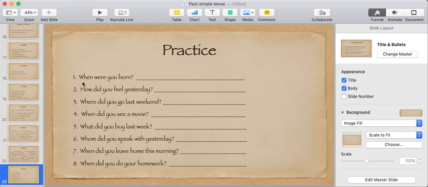For example, you ask: how did you feel yesterday? Where did you go last weekend? When did you see a movie? What did you buy last week? Whom did you speak with yesterday? When did you leave home this morning? And when did you do your homework? Okay, so you just try to answer these questions.